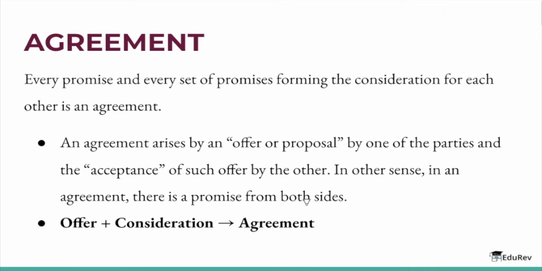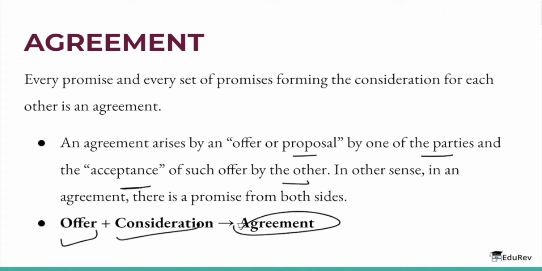Agreement. Every promise and every set of promises forming the consideration for each other is an agreement. An agreement arises by an offer or proposal by one of the parties and the acceptance of such offer by the other. In other words, there is a promise from both sides. For example, A promises to deliver his watch to B, and in return B promises to pay a sum of ₹200 to A. There is said to be an agreement between A and B. That is, offer plus consideration is nothing but agreement.